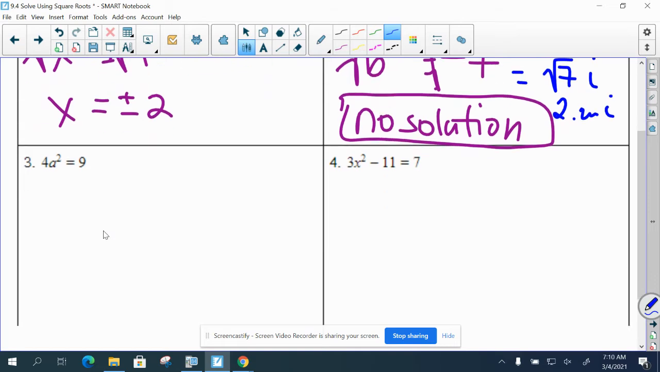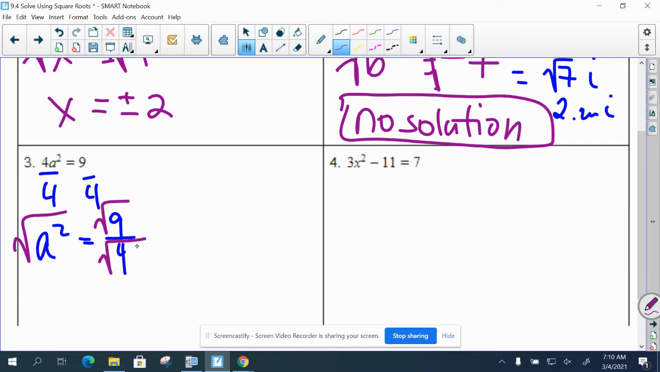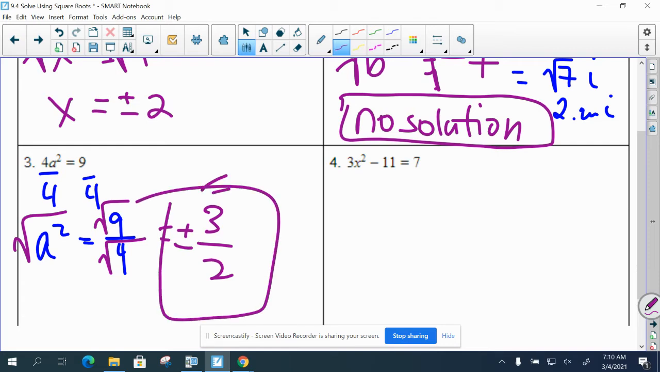Okay, for number 3, here I'm going to divide by 4, but I'm not actually going to divide 9 by 4. I'm just going to write it as a fraction, because what I notice about 9 and 4 is that they're both perfect squares. So if I take the square root of a fraction, I'm really taking the square root of the numerator and the square root of the denominator when I square root this side. The square root of 9 is 3, the square root of 4 is 2, and then I would do plus or minus in front. You could also rewrite your final equation as plus or minus 1.5.